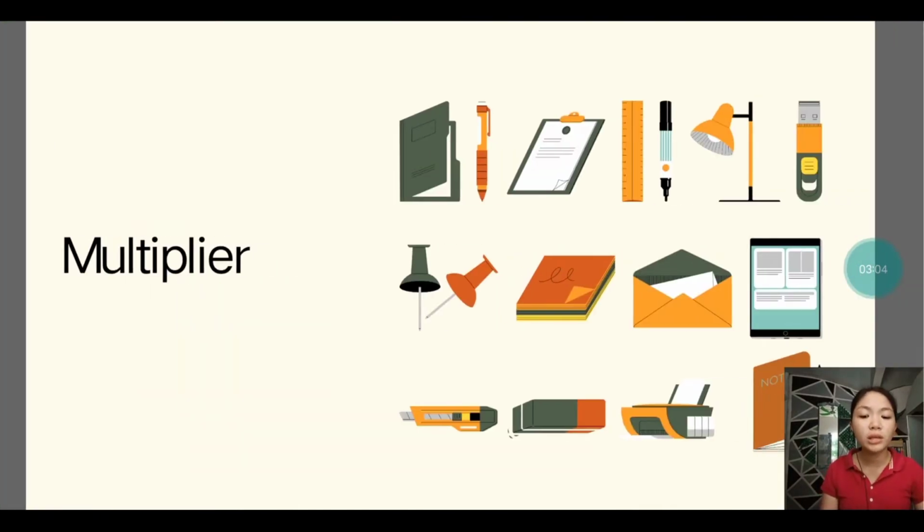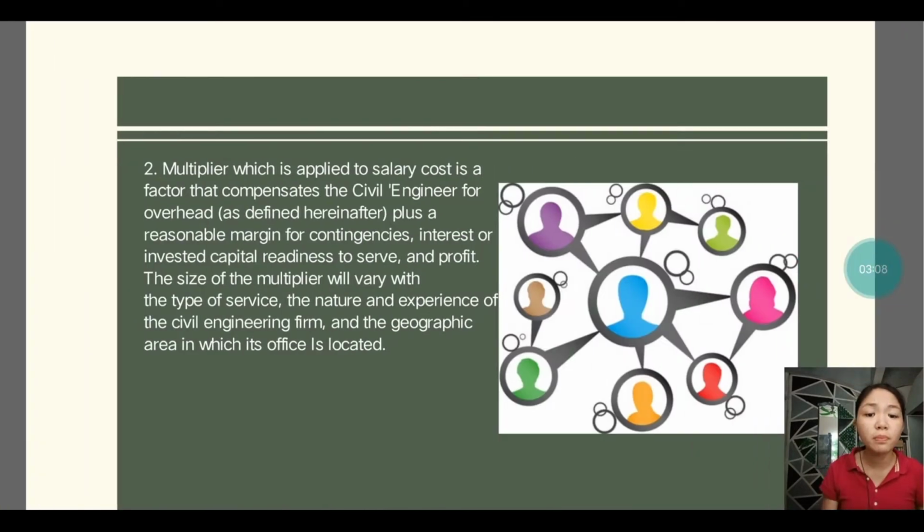Next is multiplier. Multiplier is based on the type of services and experience of the engineering firm, which is applied to the salary cost, and is a factor that compensates the civil engineer for overhead.